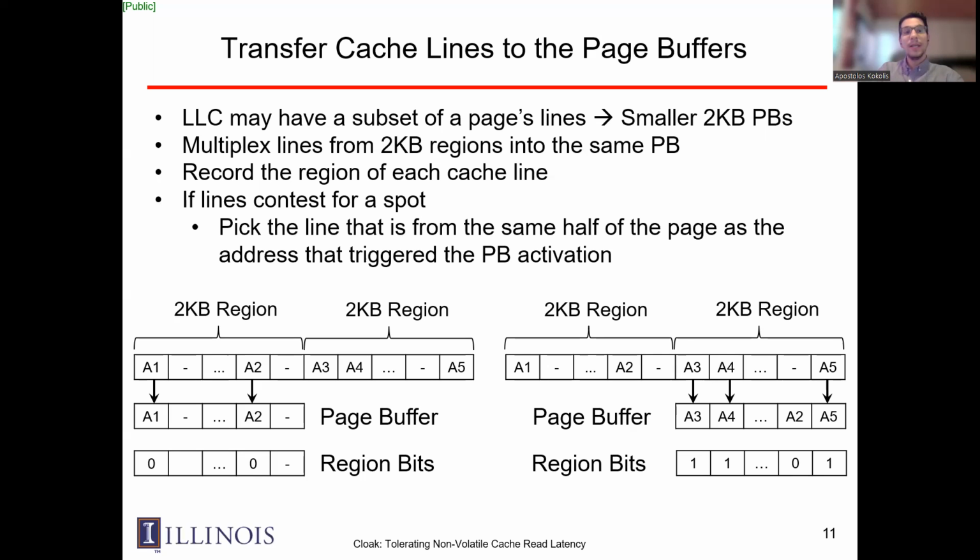To pick a line, we select to activate to the page buffer the line that is from the same half of the page as the address that triggered the page buffer activation. So if the address that triggered the page line activation is from the second half of the page, we're gonna favor cache lines that are also from the second half of the page. And we do that to take better advantage of spatial locality.